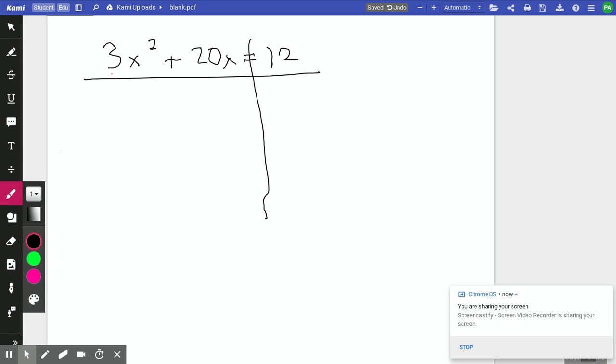So the first thing that you're going to want to do is set this equation equal to 0. To start, this is a negative, so you're going to want to add 12 to both sides. So this equation is already zeroed out because you just added your 12. And then you just rewrite your equation.